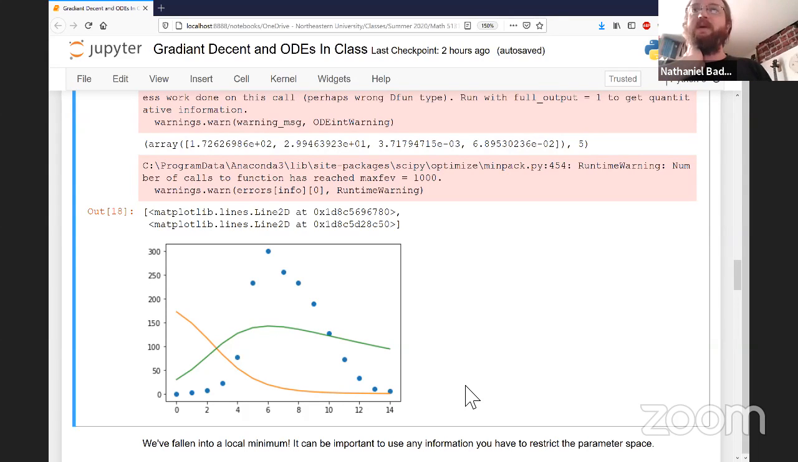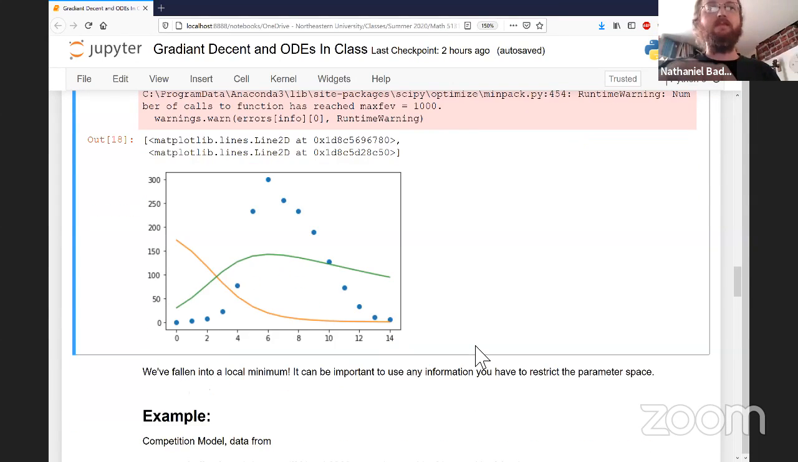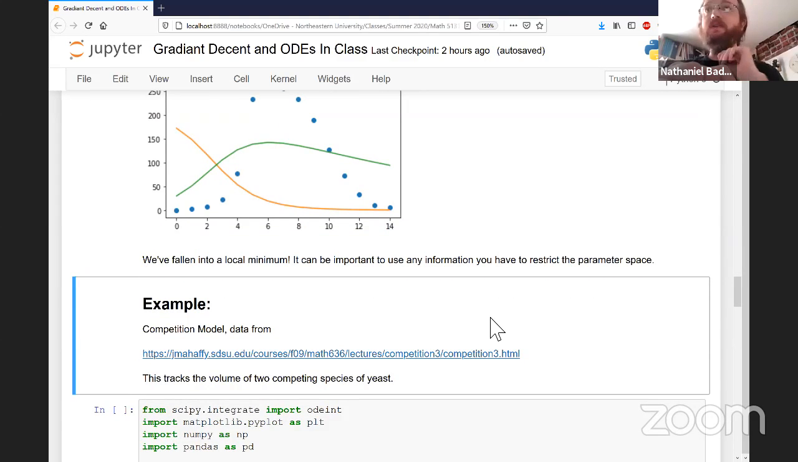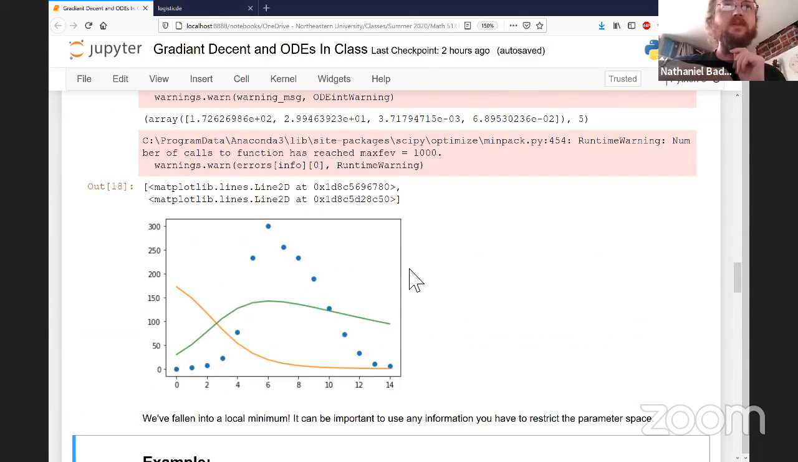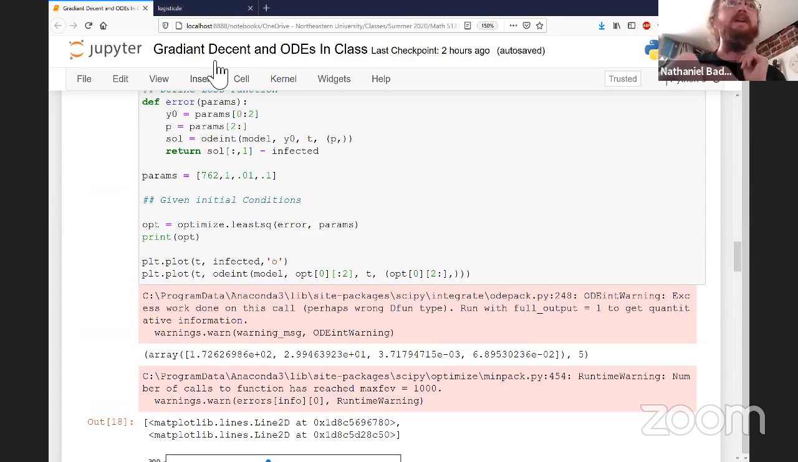Okay. Any questions about this example before I move on to the next one? Okay. So let's look at a competition model here. And I'm stealing this from this great website. Oh, sorry, still confused. Why was it returning a beta and gamma value in the array?